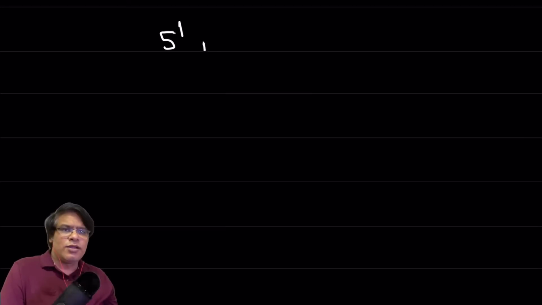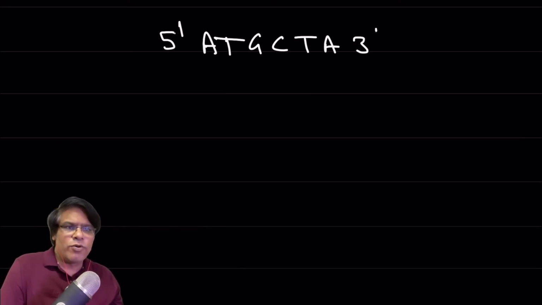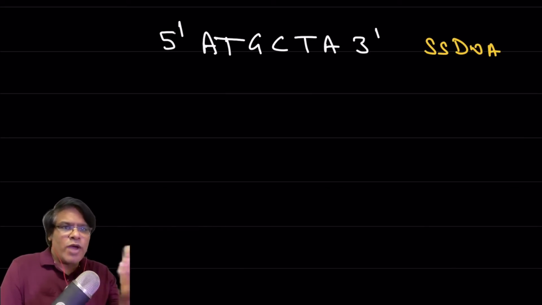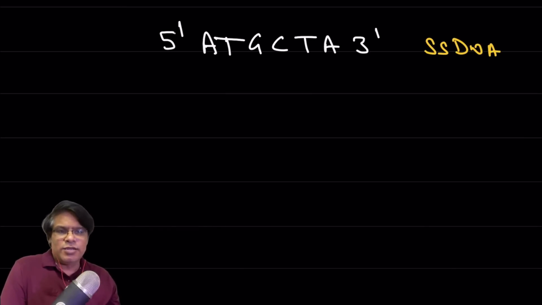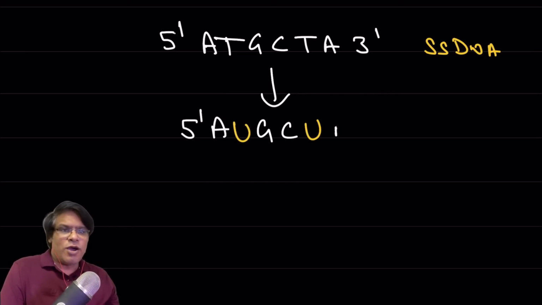Now here let us come to our question. Let's suppose you have this single-stranded DNA. The sequence is 5' ATGC TA 3', and let us suppose you replace all the thymine with uracil. Now will it become RNA or will it remain DNA? Here I just want to tell you the right answer is it will remain DNA.